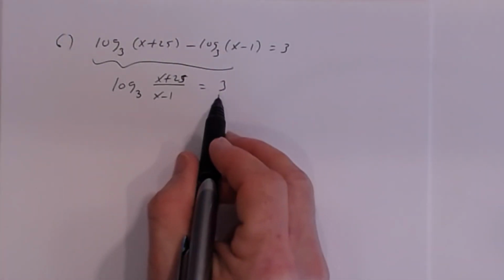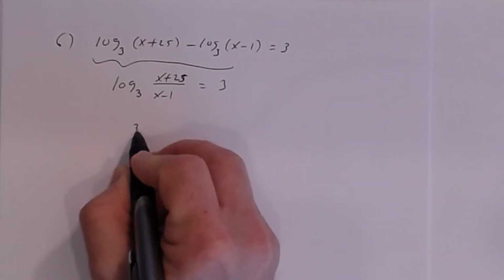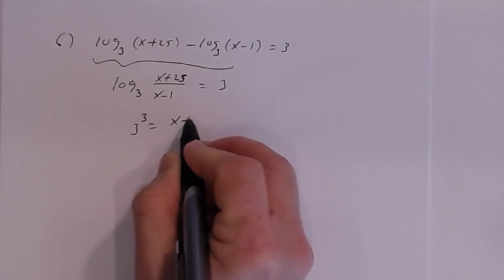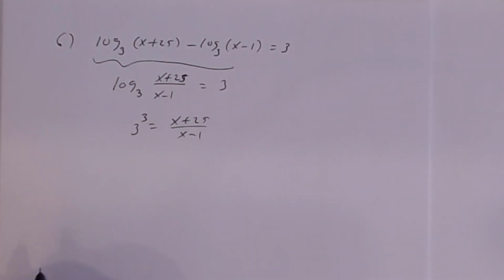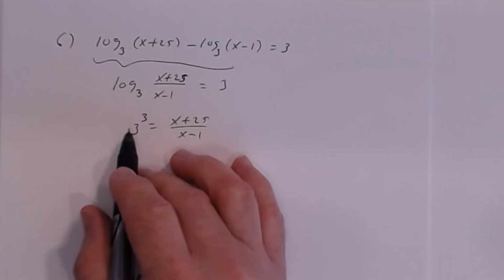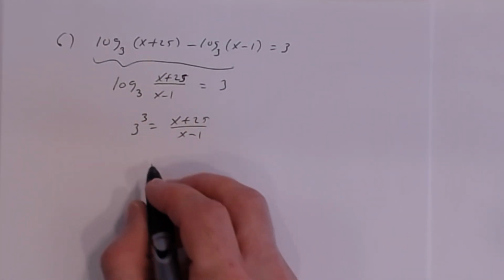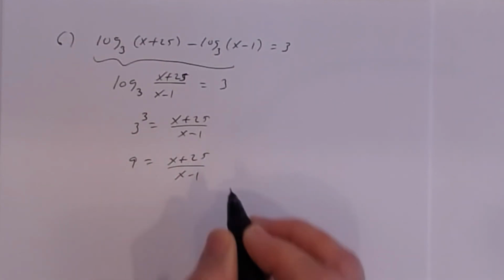So I get 3 to the third power. So 3 to the third equals x plus 25 divided by x minus 1. And so now you got to figure out what this is. 3 to the third is 9. So I get 9 equals x plus 25 divided by x minus 1.